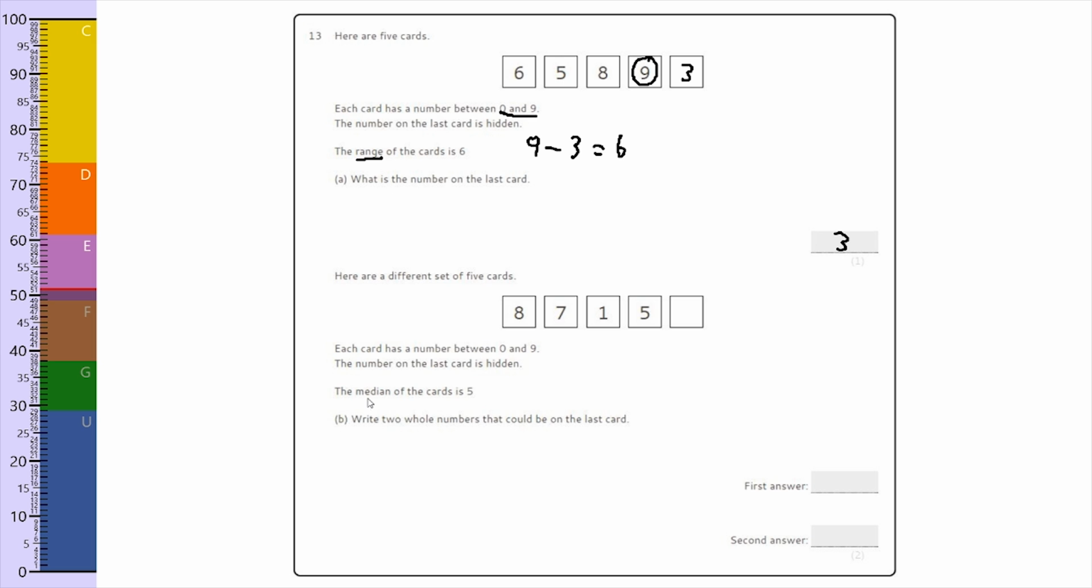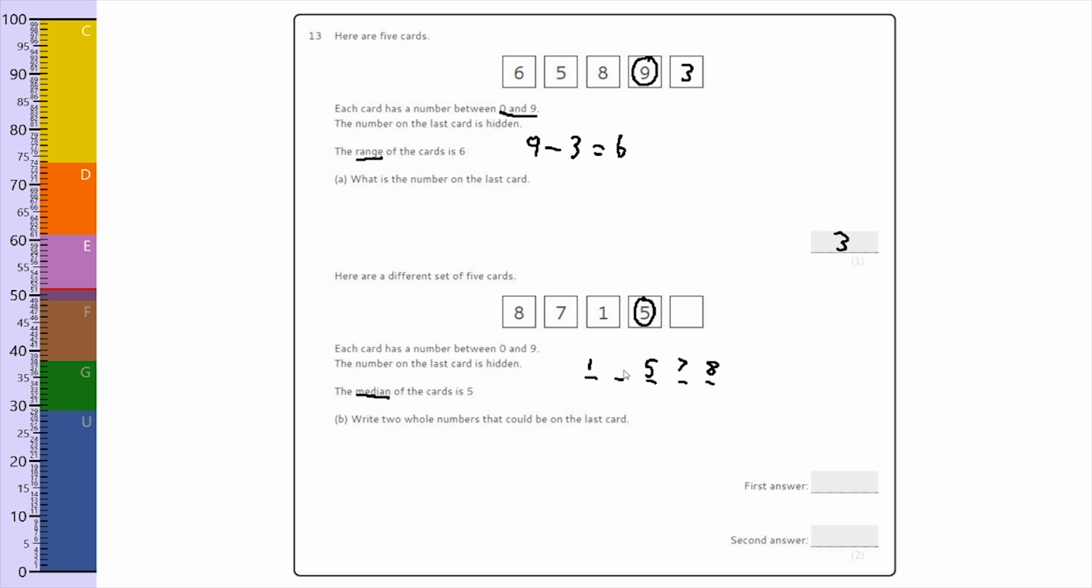Okay, let's move on. So the median of the cards is 5. So this number here has to be the median. Now the median is where you list them all in order of size, so it's 1, 2, 3, 4, 5, and the middle one has to be a 5. Now we've got an 8 and a 7 already there, we've also got a 1.